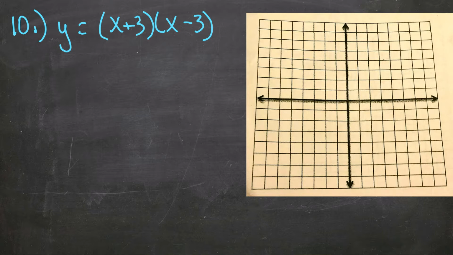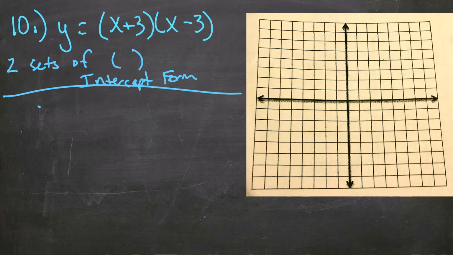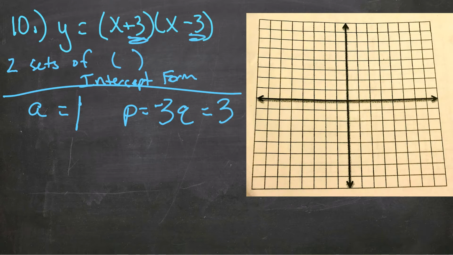Number 10 says y equals x plus 3, x minus 3. It's got 2 sets of parentheses, so it's intercept form. So that means I have to say A, P, and Q, where A is 1 because I don't see anything outside the parentheses. P is -3 because I changed that sign. Q is +3 because I changed that sign. In this case, it didn't really matter if you messed up.